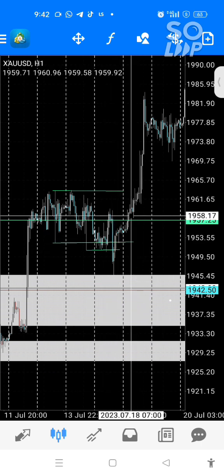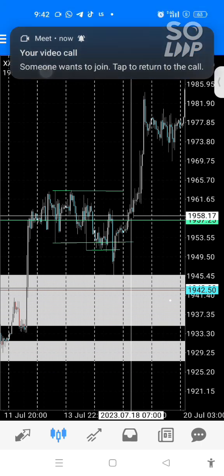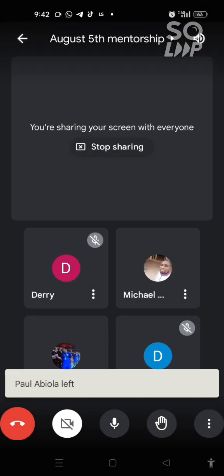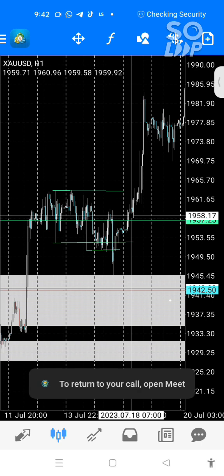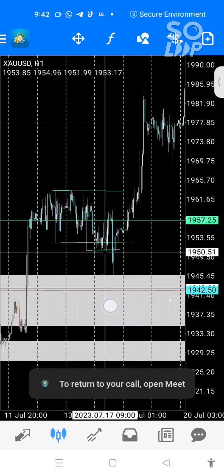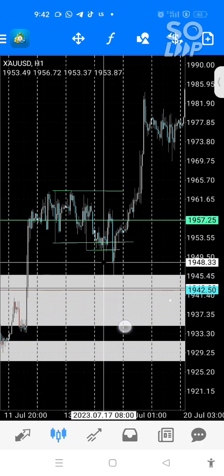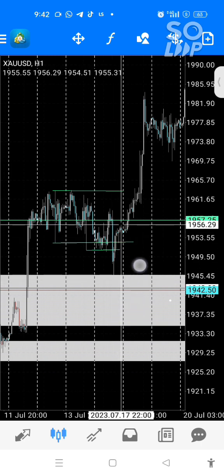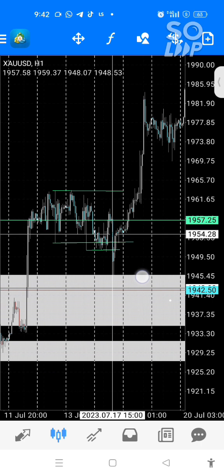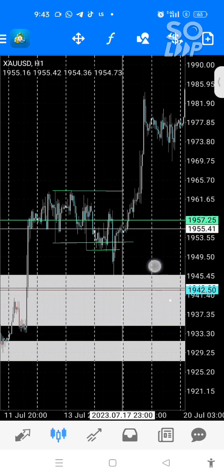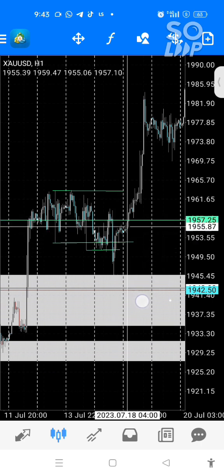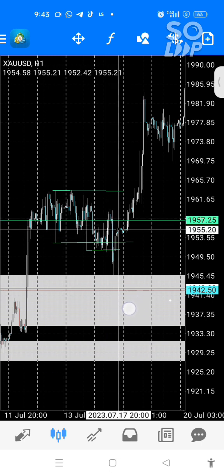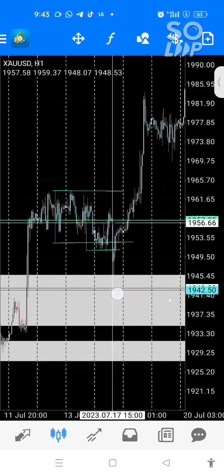Okay. Now this is everything about this particular model, the liquidity-based model. Now we have the market structure shift model. To me, I feel the market structure shift model is the safest for beginners.